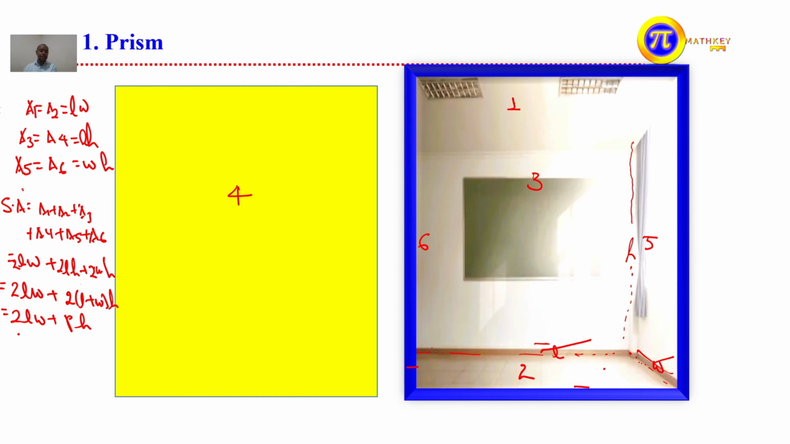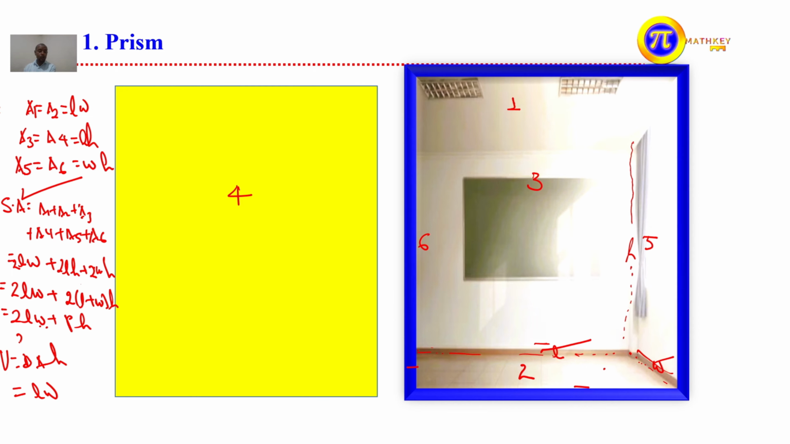So the surface area taken from this one becomes twice the base area plus perimeter times height. That is the total surface area of this rectangular classroom. Similarly, the volume, you are familiar with that. The volume of this is base area times the height H. Our base area is length times width. You see? Length times width is the base area.